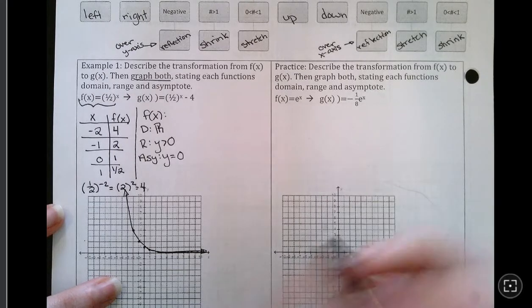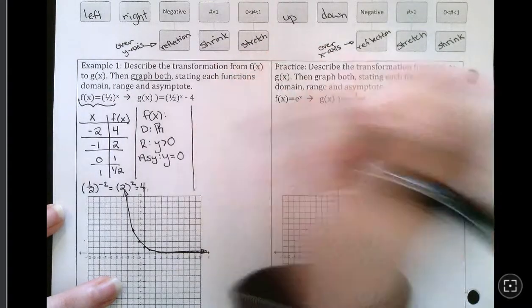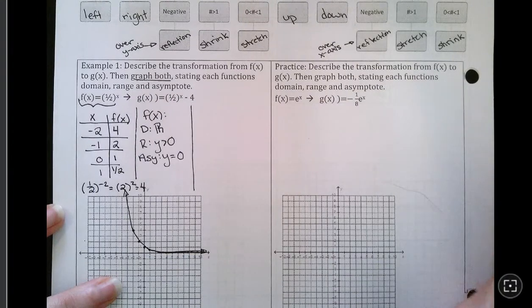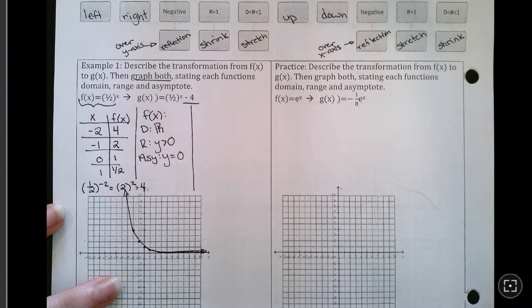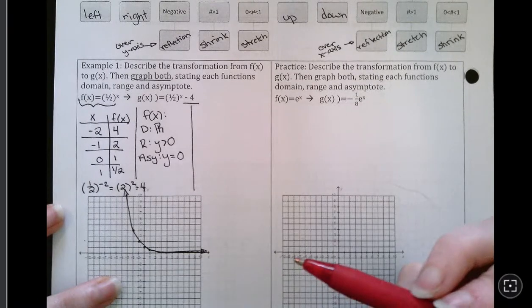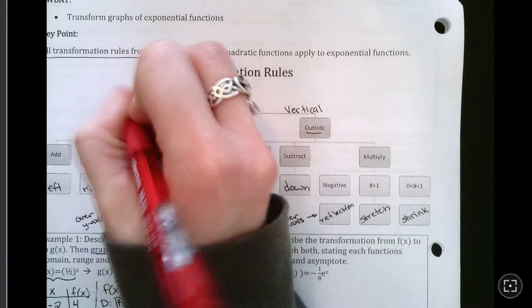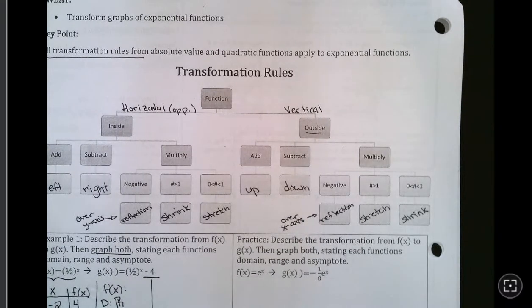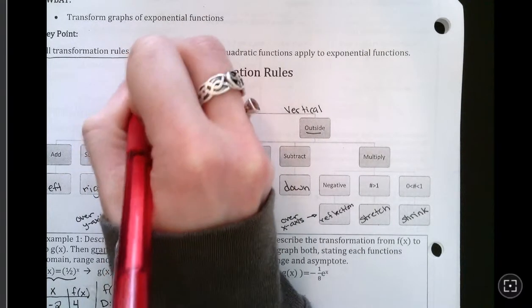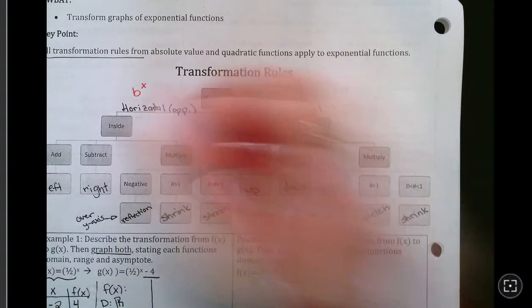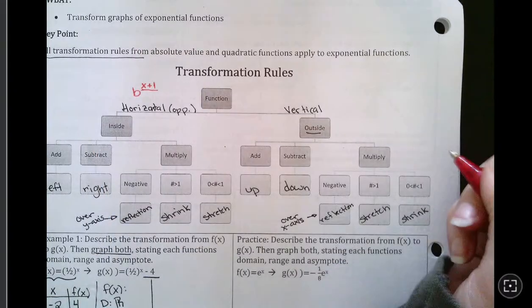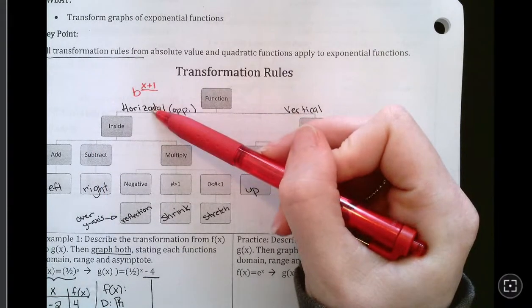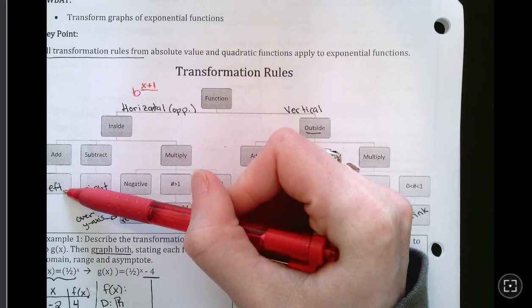Okay, so now that I have that, I'm going to start looking at my transformations. So if I look at my equation, I have this minus 4 here. Well, we have two choices, inside or outside. So inside our functions, with exponential, our function is actually that exponent. So if I have b to the x, well, my x is my function. So if it's inside my exponent as well, say I had an x plus 1, then that would be something that would have a horizontal effect, and we would know, oh, it's going to the left one.